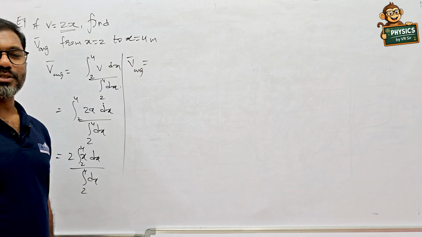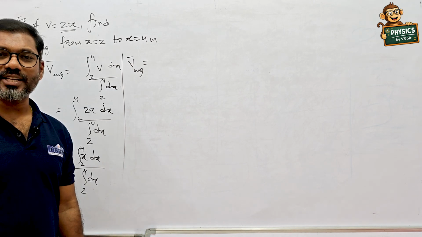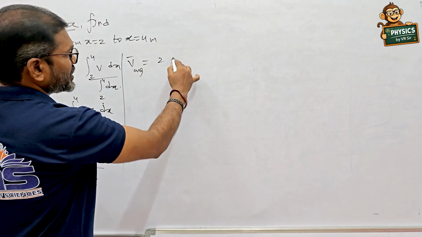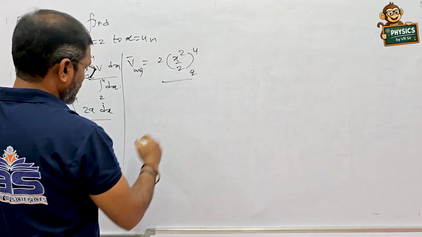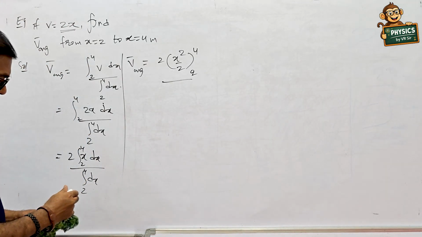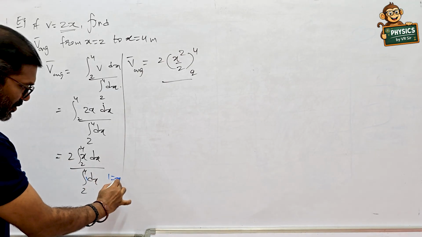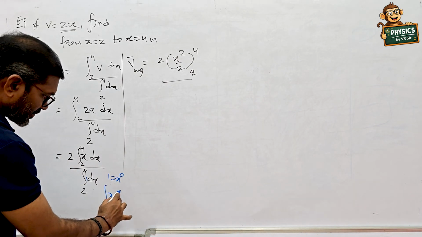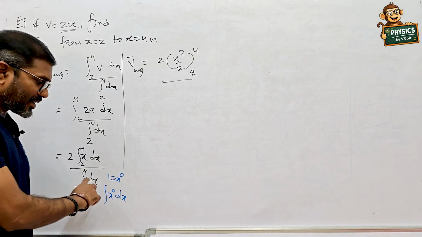So use the formula for x power n. Integral of x power n dx is, how do we write, x power n plus 1 by n plus 1, isn't it? By following that formula, 2 into x square by 2, limits from 2 to 4, upon integral of 1 dx. With the same explanation, what is 1 here? This 1 can be written as x power 0. Anything power 0 equals 1, right? So integral of x power 0 dx is nothing but integral of 1 dx.